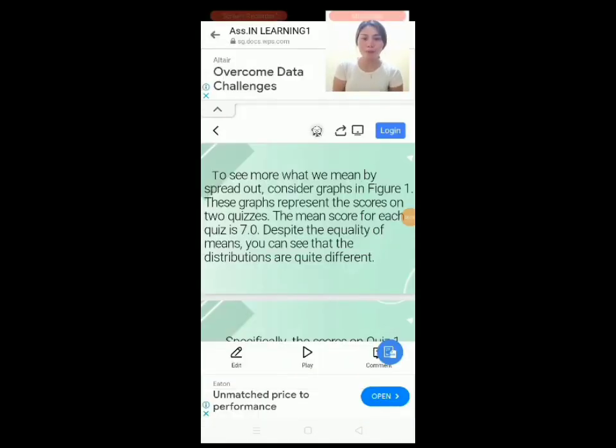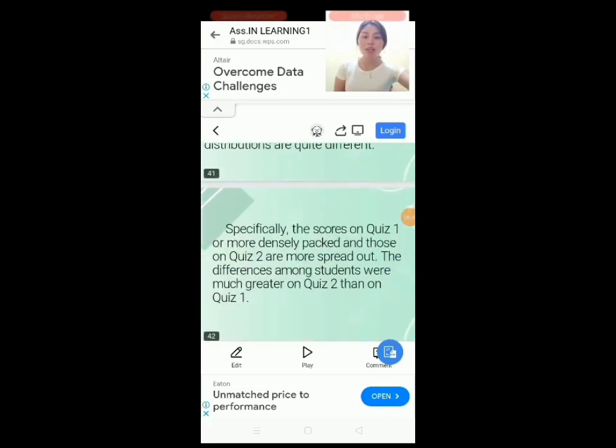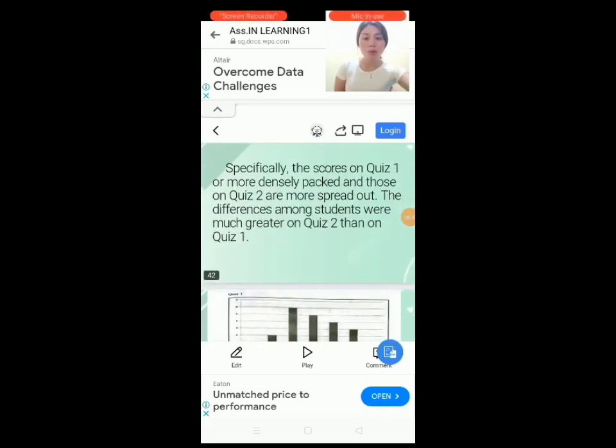So to see more what we mean by spread out, consider the graphs in figure 1. These graphs represent the scores on two quizzes. The mean score for each quiz is 7.0. Despite the equality of means, you can see that the distributions are quite different. Specifically, the scores on quiz 1 are more densely packed and those on quiz 2 are more spread out. The variability was much greater on quiz 2 than quiz 1.